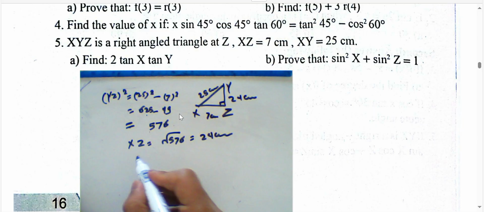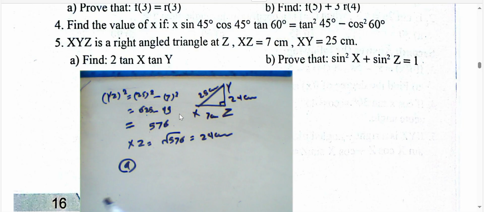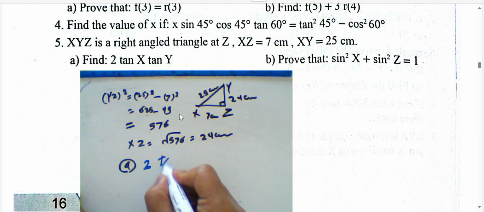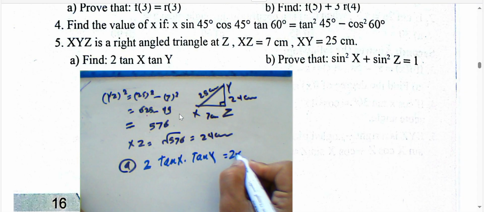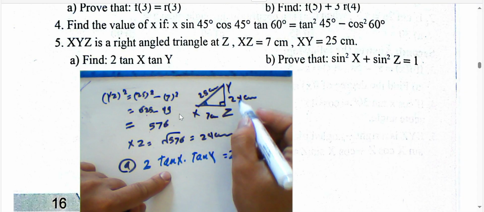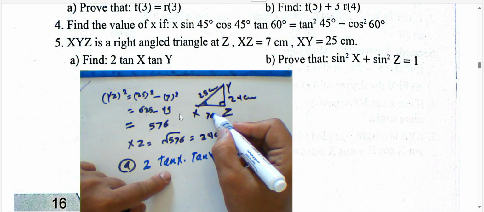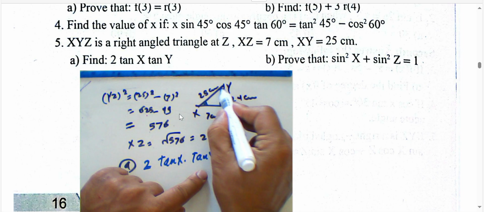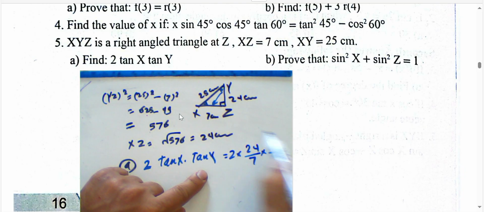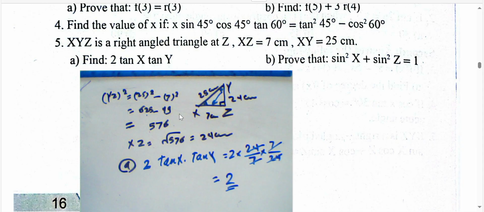Okay, and then we can write for question letter A: 2 tan x product by tan y. 2 product by tan x product by tan y, right? For tan x we have x here, opposite over adjacent, right? 24 over 7. And tan y, opposite over adjacent. We can simplify it, then the answer will be 2. Letter B, prove that.